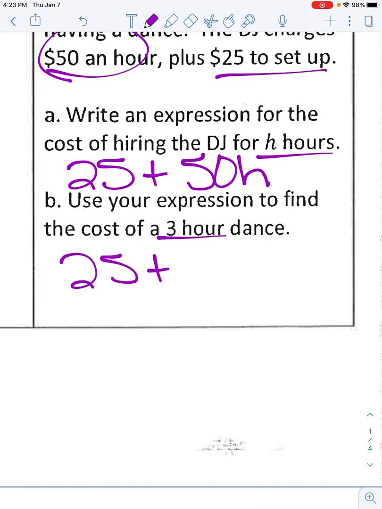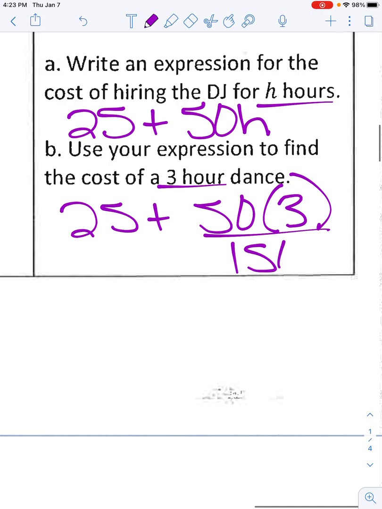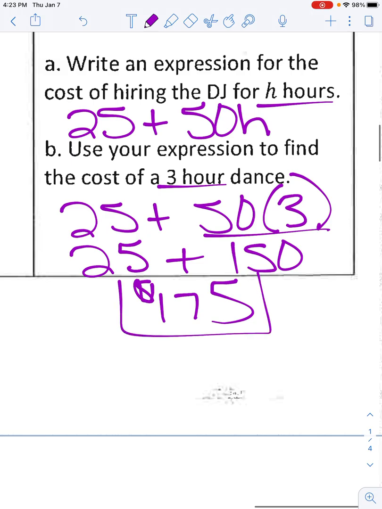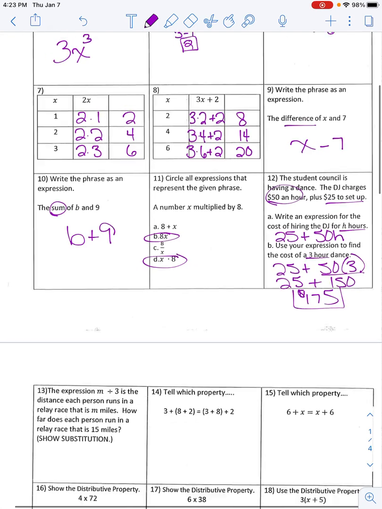Now let's use that expression to find the cost for 3 hours. 25 to set it up, plus 50 per hour, and we're going to hire him for 3 hours. So 150 plus the setup fee is $175 to rent the DJ for the evening.